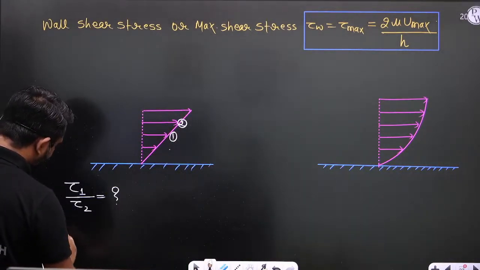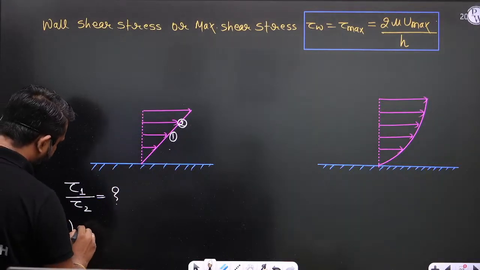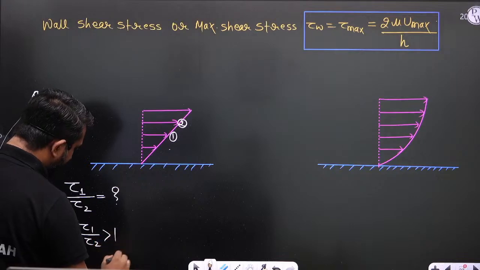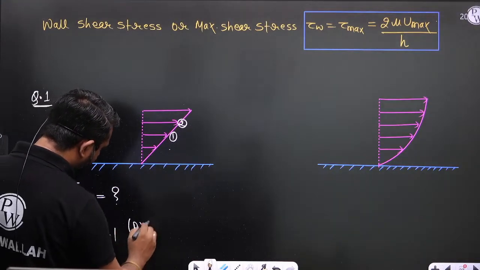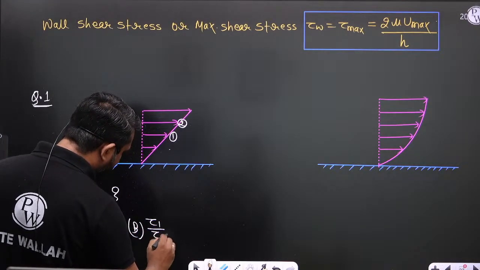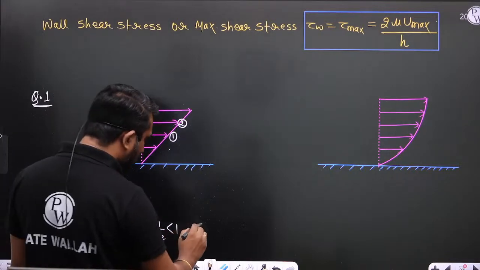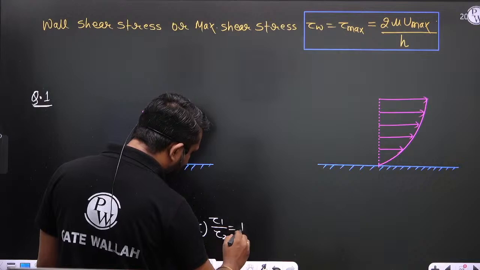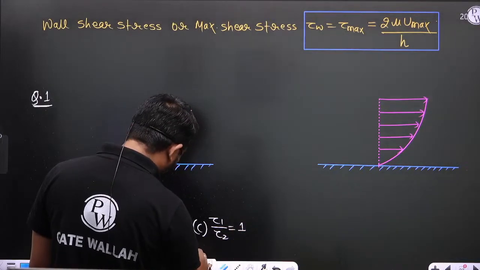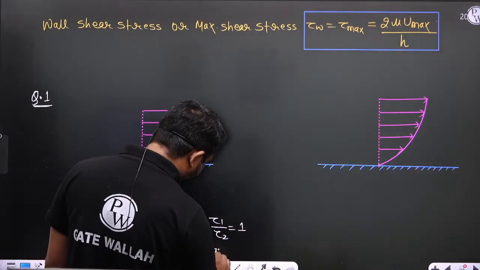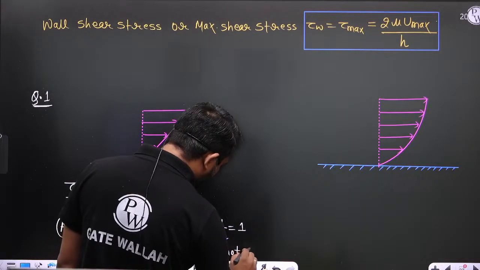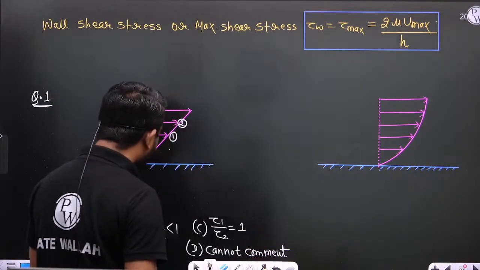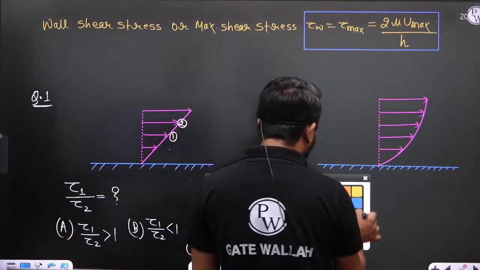For this question, option A, tau 1 by tau 2 greater than 1. Option B, tau 1 by tau 2 lesser than 1. Option C, tau 1 by tau 2 is equal to 1, and option D, cannot predict or cannot comment. So this is question number 1.